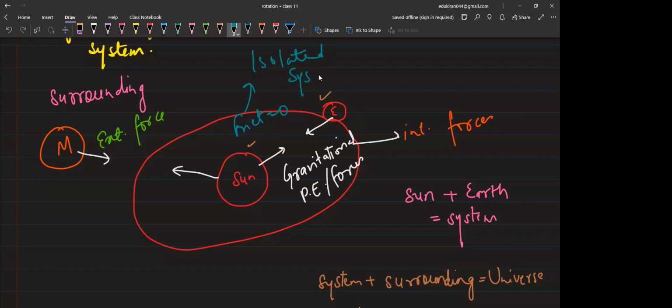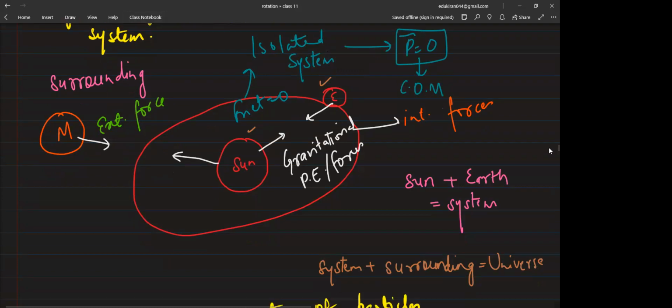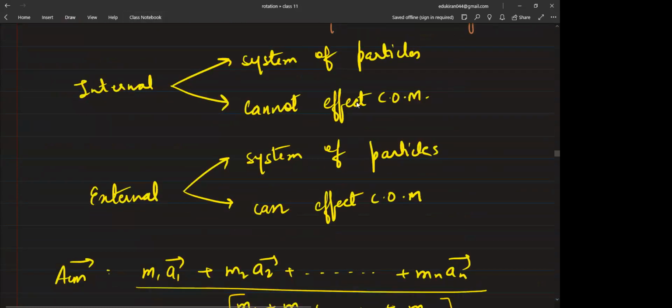Now this concept of isolated system is helpful. Here the momentum is also conserved, that is, net momentum is constant. And we'll be using this concept to find out the center of mass for a system which is given. So internal forces in a system of particles cannot affect the center of mass. External forces can affect the center of mass. Because internal forces are part of the system, the center of mass is associated with the internal forces themselves. But if we have an external force that is being applied, the center of mass can easily shift because it has the ability to shift the center of mass.